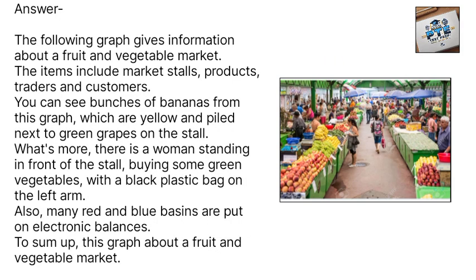The following graph gives information about a fruit and vegetable market. The items include market stalls, products, traders, and customers. You can see bunches of bananas from this graph, which are yellow and piled next to green grapes on the stall. What's more, there is a woman standing in front of the stall, buying some green vegetables with a black plastic bag on the left arm.